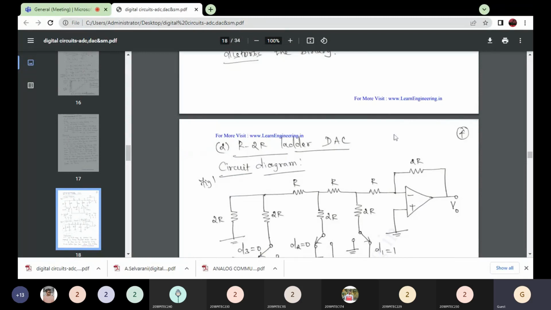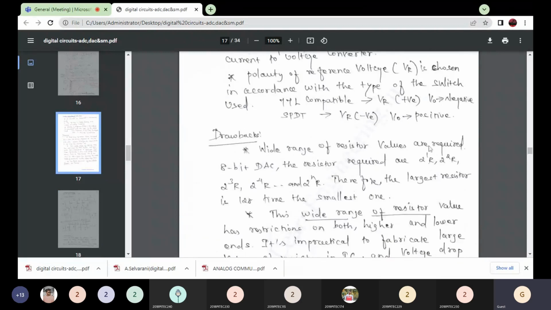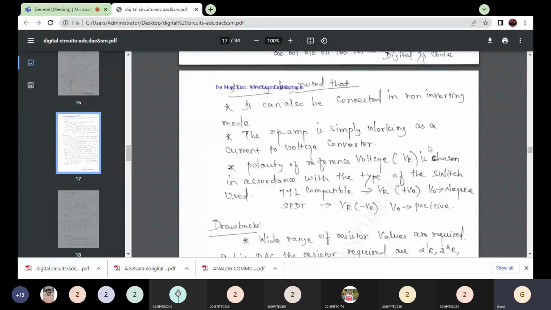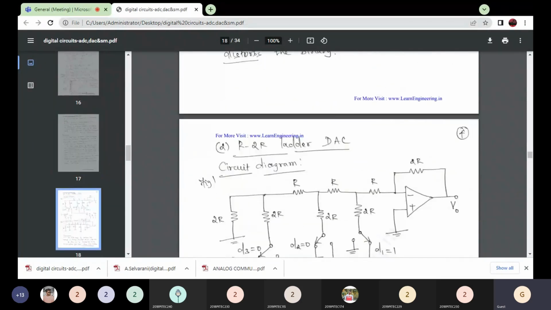Here we use fixed resistances. In the binary weighted type, the resistance values increase with the binary word: 2 power 1 is 2R, 2 power 2 is 4R, 2 power 3 is 8R. In this type, we use only the fixed resistors R and 2R. This is the circuit diagram of the R-2R ladder type digital to analog converter.